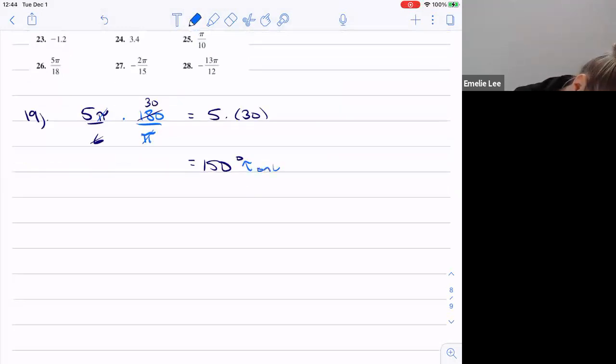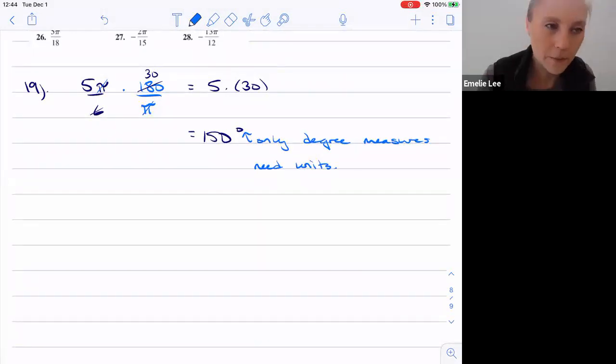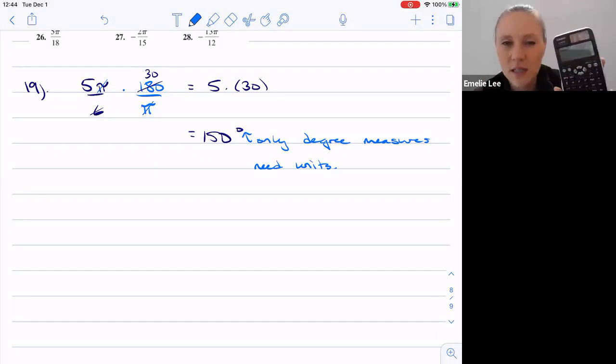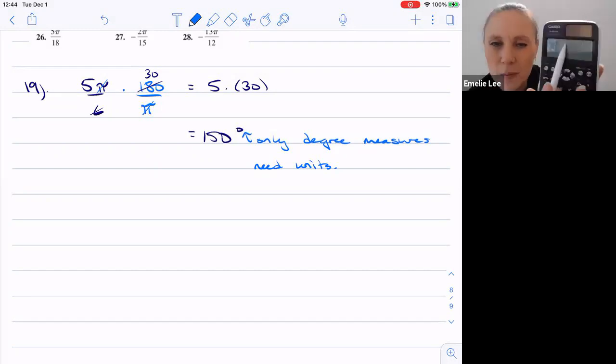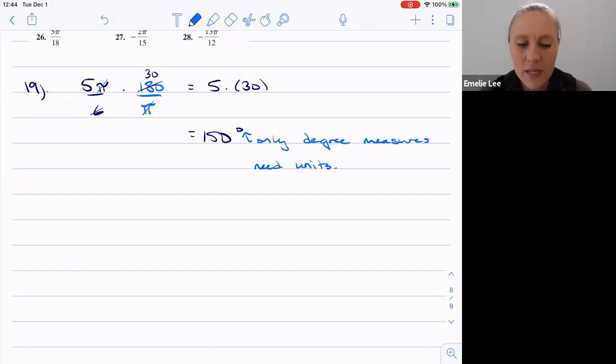Okay. Only degree measures need units, right? If there are no units, it means it's in radians. So depending on if you're working with degrees or radians, you'll have to change the mode on your calculator, right? On this one, I've got a little DRG up at the top. It's kind of hidden there. But you'll want to make sure that you can move from radians to degrees and back and forth.